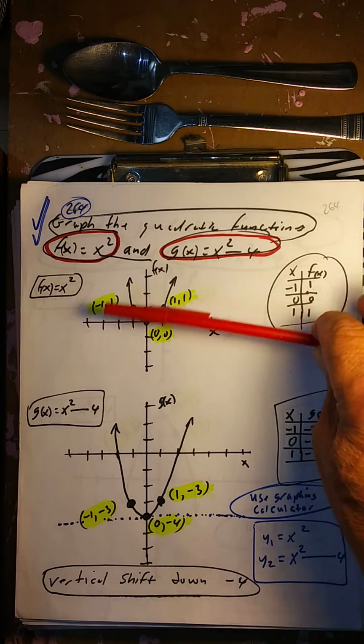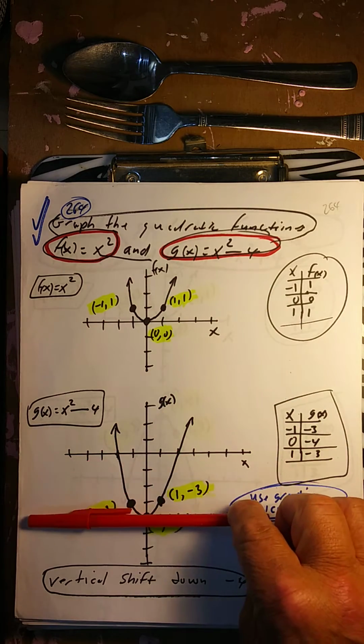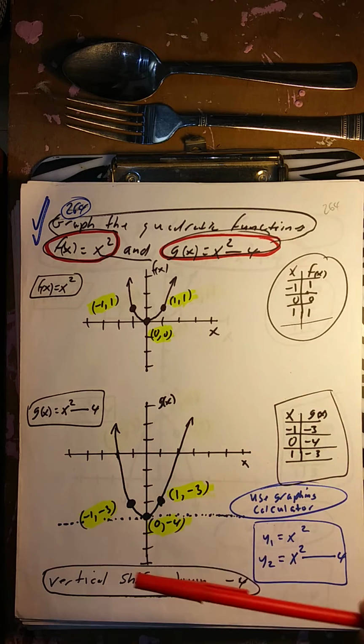So what happened to this graph? The original graph is here, but this one gets shifted down 1, 2, 3, 4 spaces. Okay? So it's a vertical shift down 4 spaces.